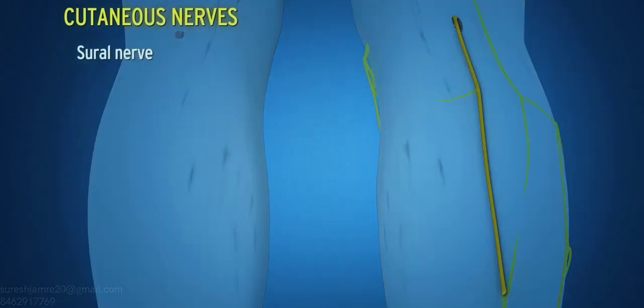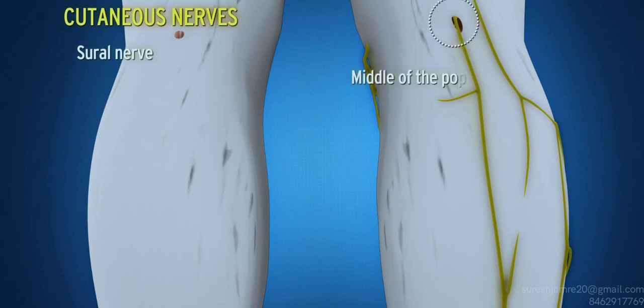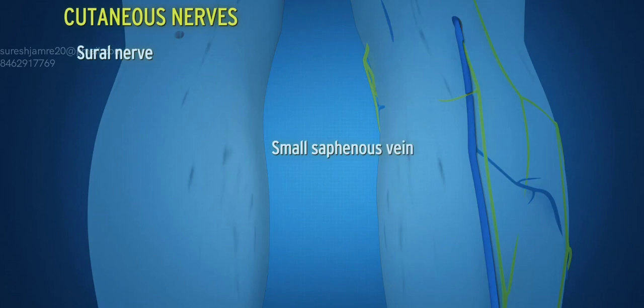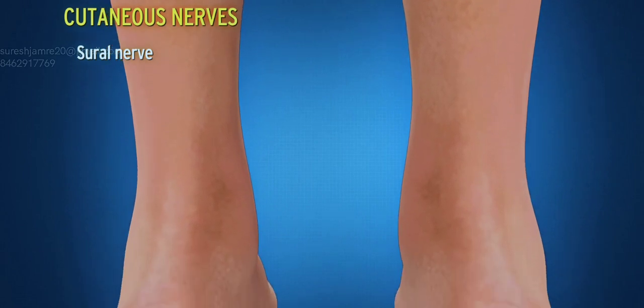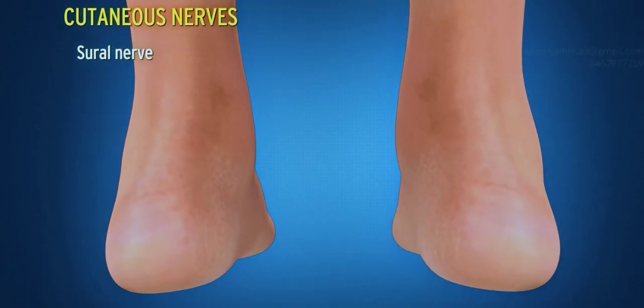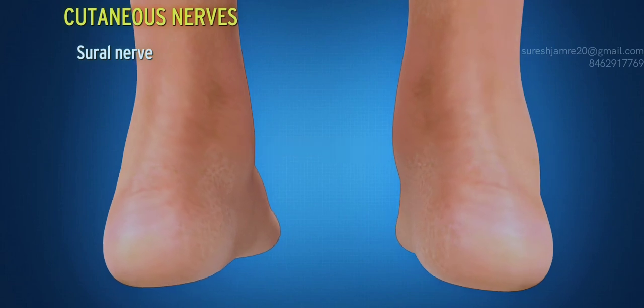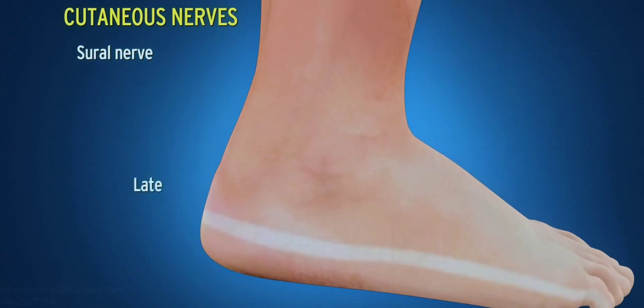Sural nerve is a branch of the tibial nerve. It arises in the middle of the popliteal fossa, runs downwards, pierces the deep fascia in the middle of the leg, accompanies the small saphenous vein, and supplies the skin of the lower half of the back of leg and of the whole of the lateral border of the foot up to the tip of the little toe.